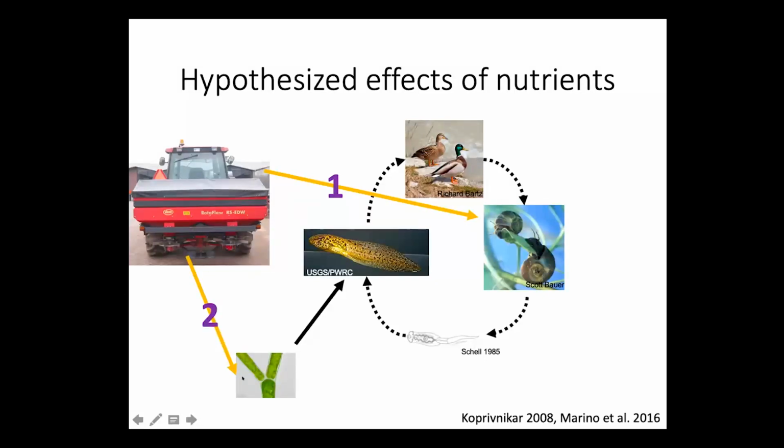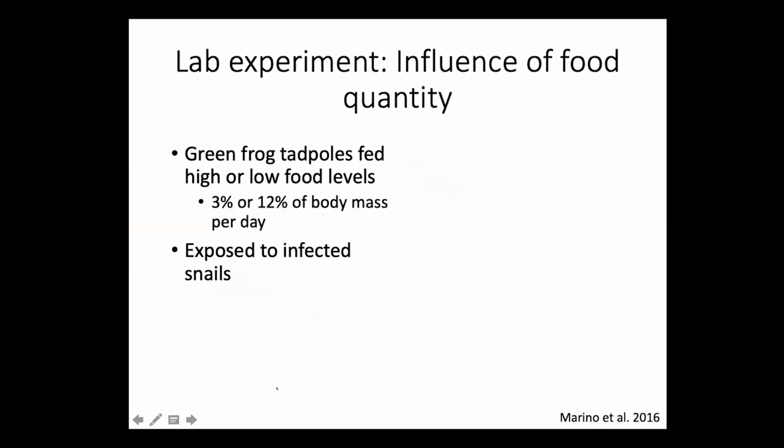For instance, nutrients are also going to be affecting algal growth in the ponds, which could influence the amphibians, both by influencing the amount of algae as well as the composition of algae. So we've actually done some experiments in the laboratory looking at how food resource quality, which you would expect to vary with algal amount and composition, would influence a parasite infection.